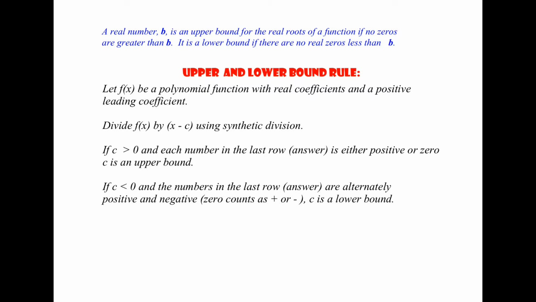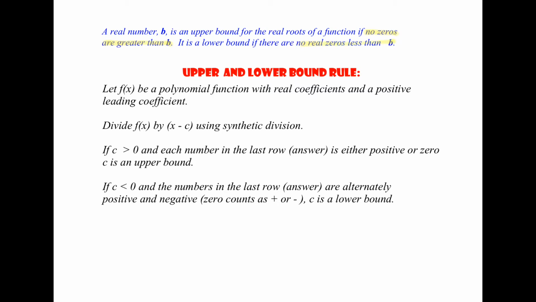So a real number b is called an upper bound for the real roots of a polynomial function if no zeros are greater than b. So we're going to find where there are no solutions or no zeros that are greater than that value. It is also a lower bound if there are no real zeros less than b.